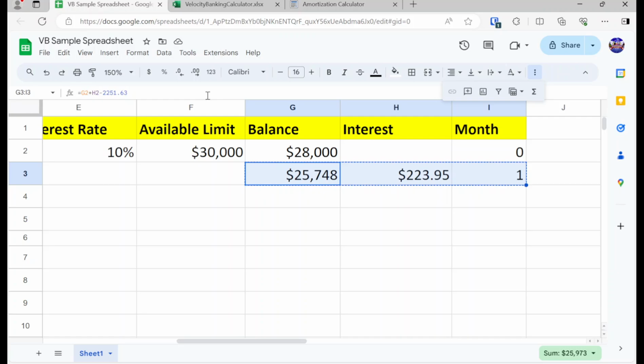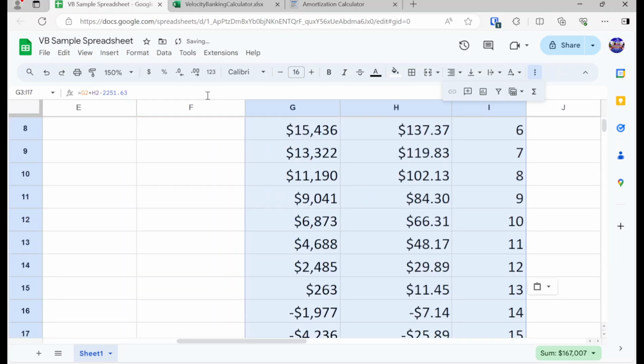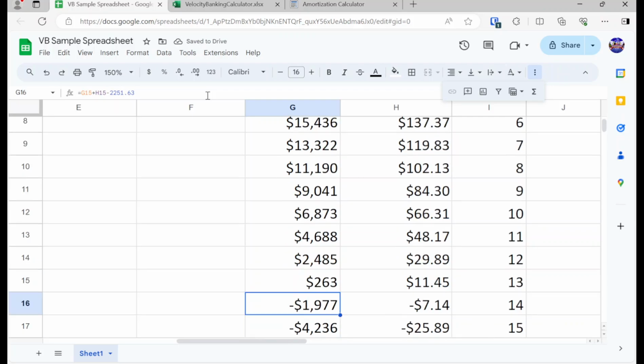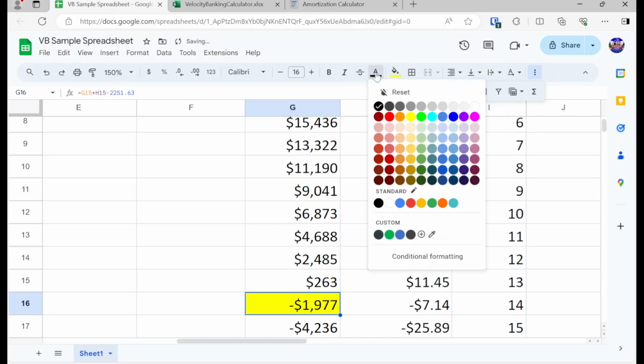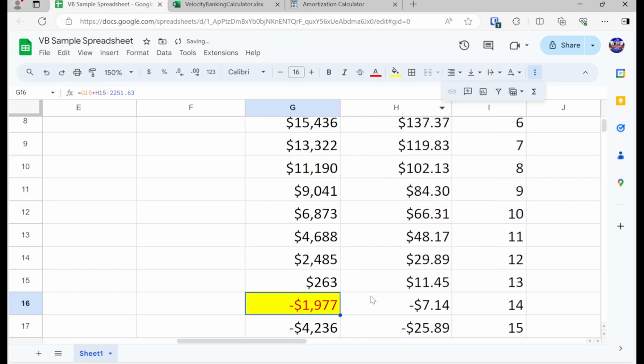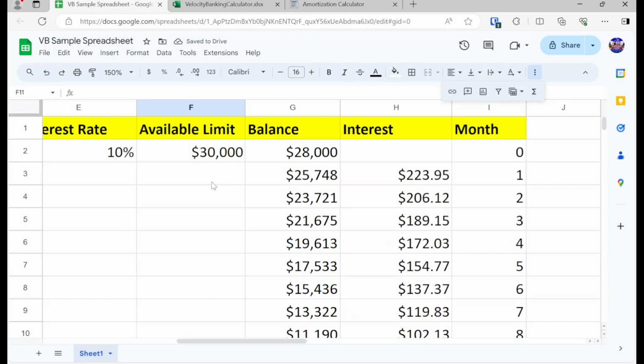And so now all we got to do is just copy and paste. Okay, so let's go ahead and copy and paste, and until you see that negative number right here, that means it's paid off then. So let's go ahead and fill this in and make it red, so we know that it was paid off on month 14.